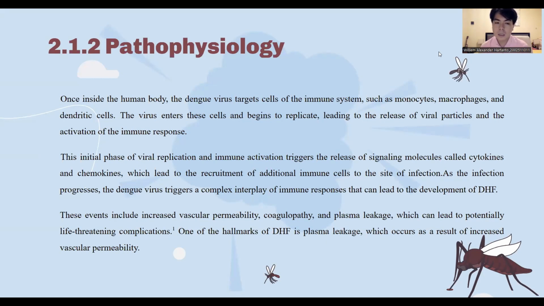As the infection progresses, the dengue virus triggers a complex interplay of immune responses that can lead to the development of dengue hemorrhagic fever. These events include increased vascular permeability, coagulopathy, and plasma leakage, which can lead to potentially life-threatening complications. One of the hallmarks of dengue hemorrhagic fever is plasma leakage, which occurs as a result of increased vascular permeability.